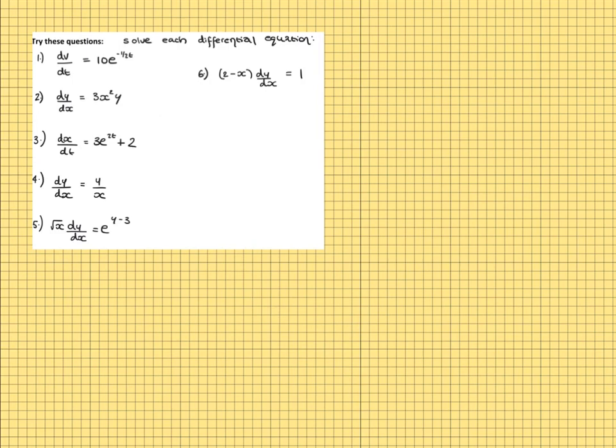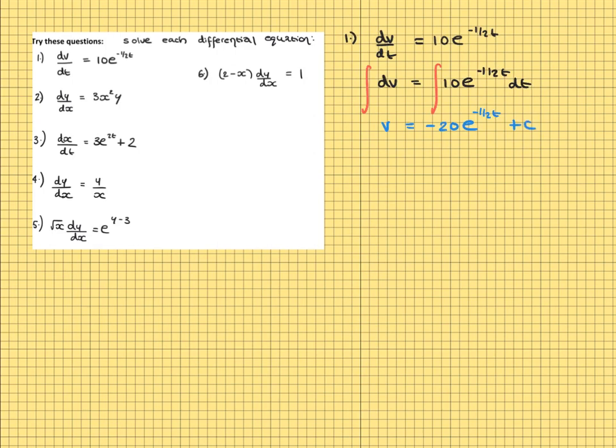So let's have a look at the answers to the questions that we have set. So the first one, dv by dt equals 10e to the negative a half t. Let's separate variables, so dv equals 10e to the negative a half t dt, and I'm going to quickly add in my integral sign so that this then becomes a proper piece of mathematics. Let's now integrate, which gives me v equals negative 20e to the negative a half t plus c.